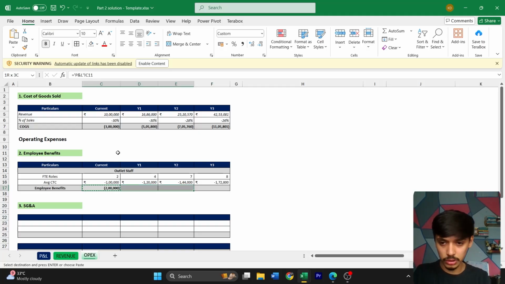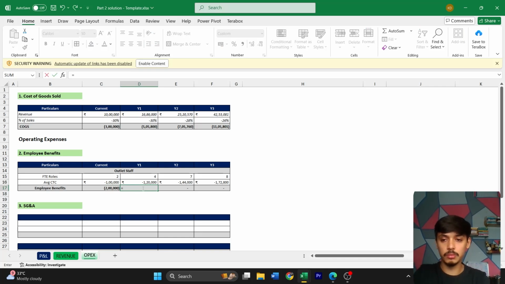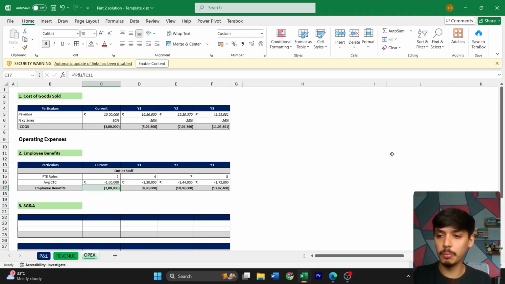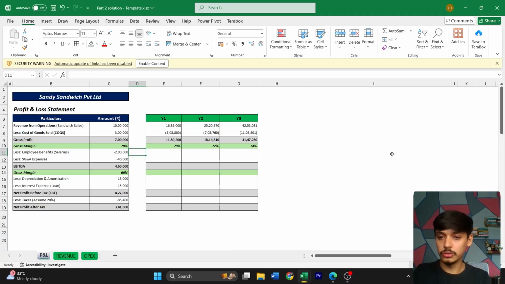The employee benefits total then can become, okay, so this is giving me an error because I did not see that this was plugged in from P&L. This is not formula based, so I have to manually add the formula over here, which will be 4 multiplied by 1 lakh 20, which is 4 lakh 80, and now this formula can be pasted. Perfect. So we now have the employee benefits for the model, and we will plug this into our P&L statement. So here, for employee benefits, we are going to take this from the OPEX sheet and paste it. So we now have the employee benefits as well.